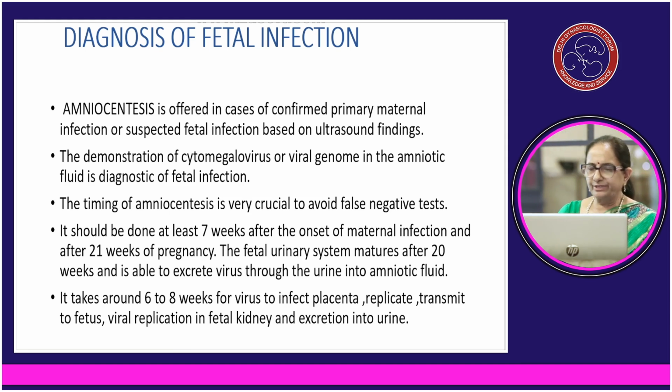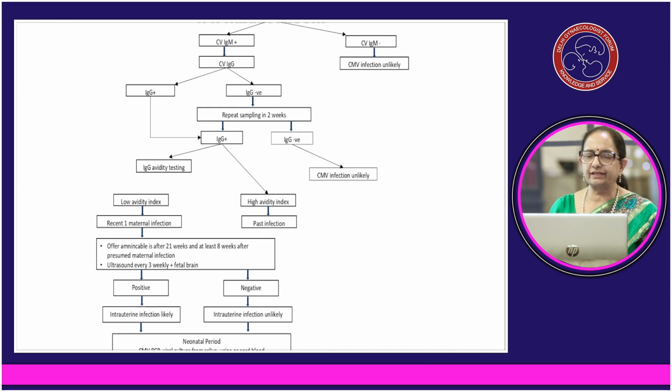So this is a busy slide, but I think I have already enumerated that when IgM antibodies are positive, then we have to go for IgG antibodies first, and if they are positive, then we have to go for avidity testing, and further testing is required to confirm whether it is a recent or a past infection.